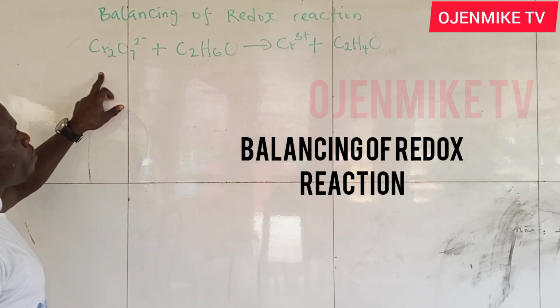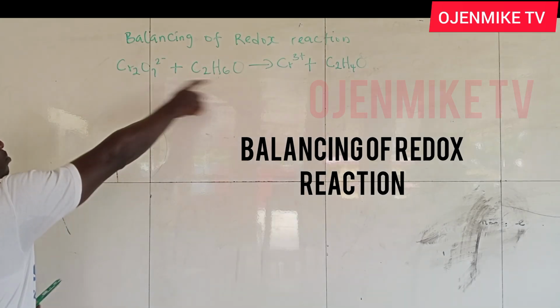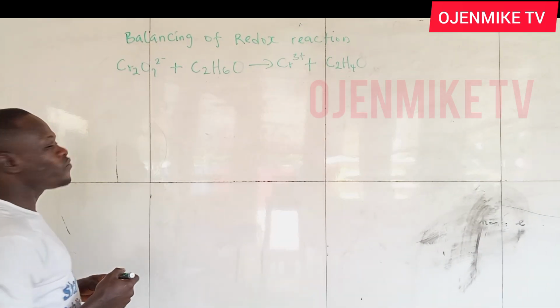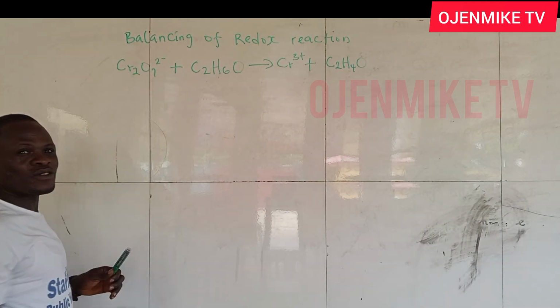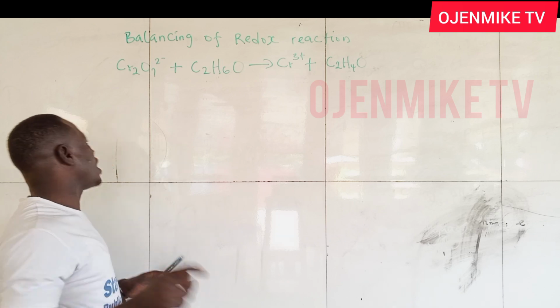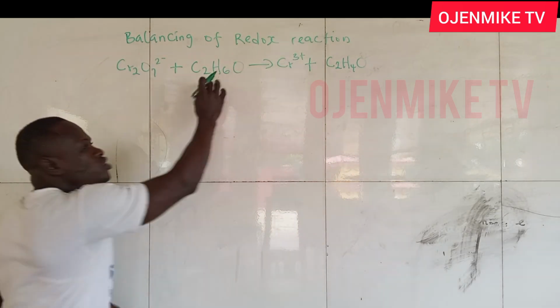We are going to consider balancing a chemical reaction. This is a typical redox reaction. So what are we going to do? Firstly, you have to split this equation into two halves. We call it oxidation and reduction. So what we do is that we cross this one by this one and cross this one by this one.